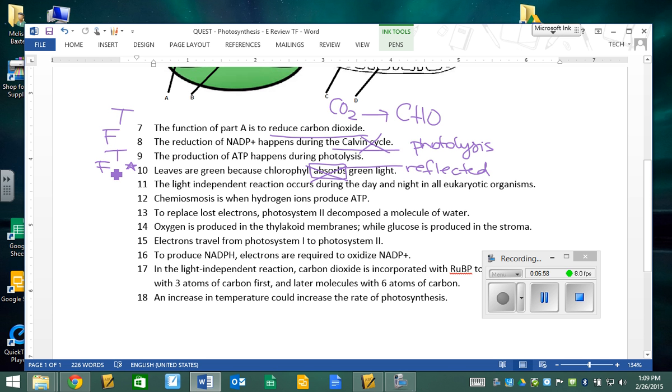Number 11 is asking about the light-independent reaction. So this is the Calvin cycle, part 2. And it says that it occurs during the day and night, which is definitely possible. In all eukaryotic organisms, also definitely possible. So this can be true.